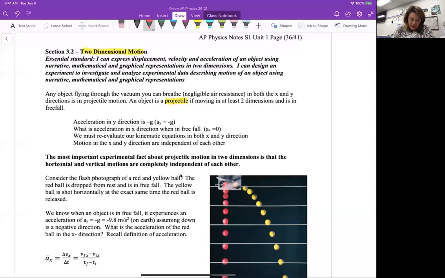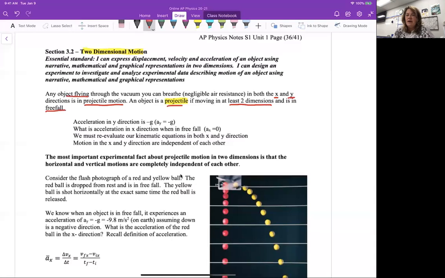Okay, so if an object is flying through the air with negligible air resistance in both the x and the y direction, it is considered a projectile motion. It's a projectile. A football, a soccer ball, a golf ball. I love sports, right? Tennis, for those who play tennis. An object is a projectile if moving in at least 2 dimensions and is in free fall.